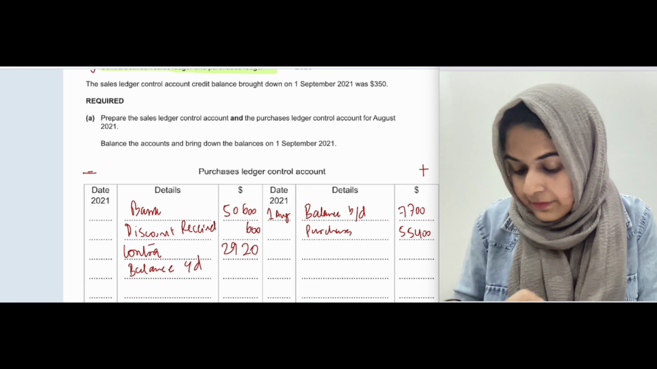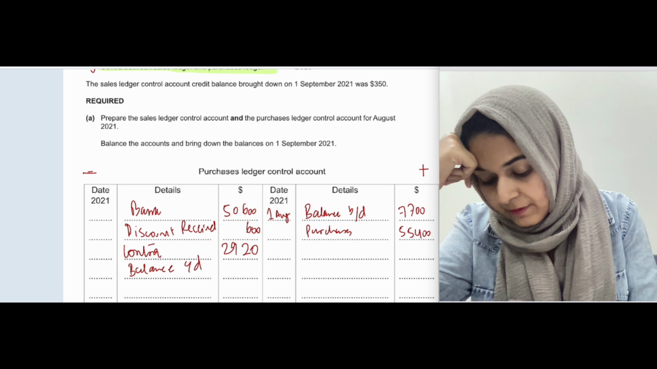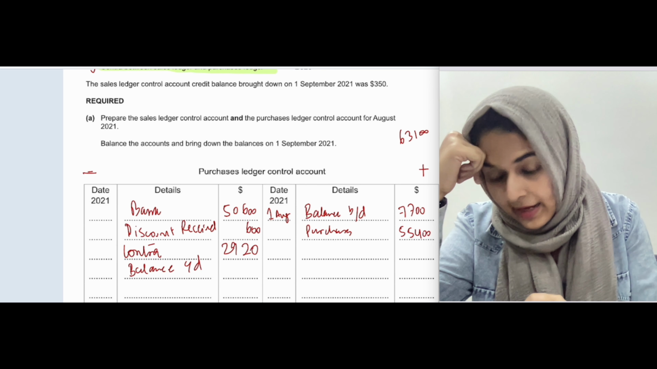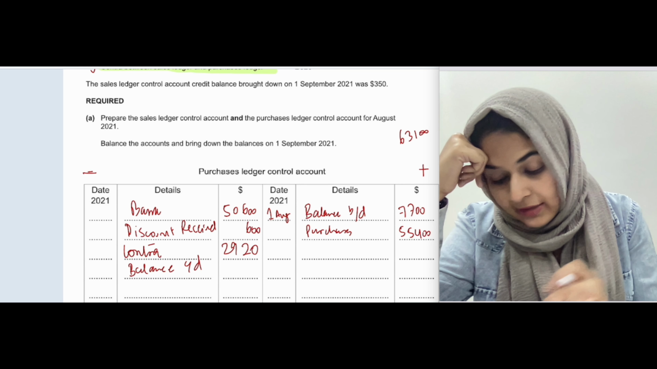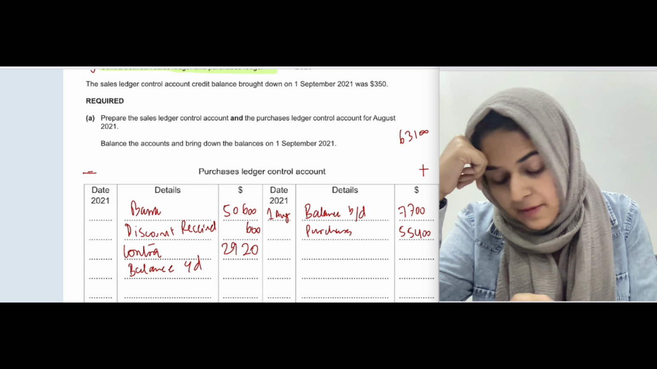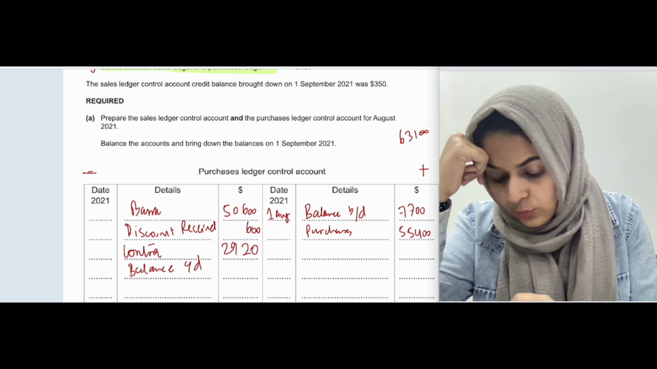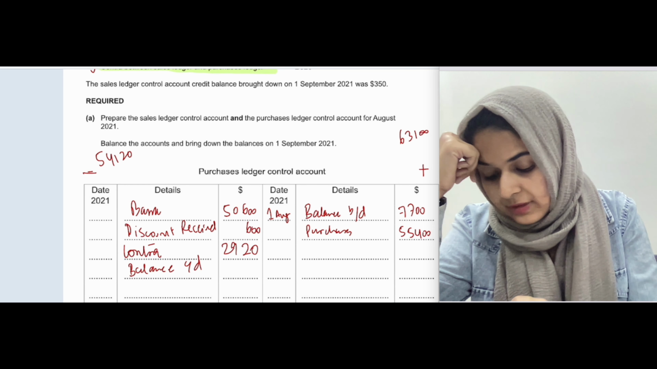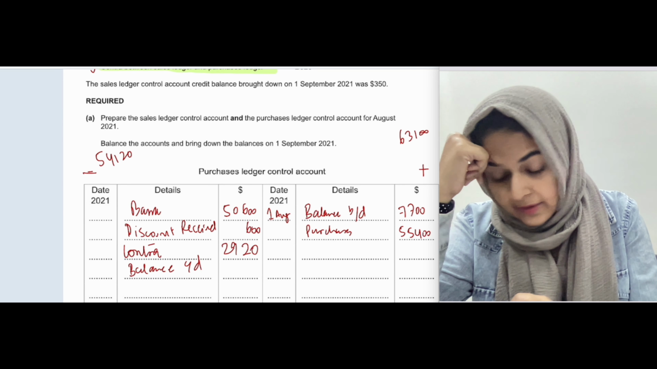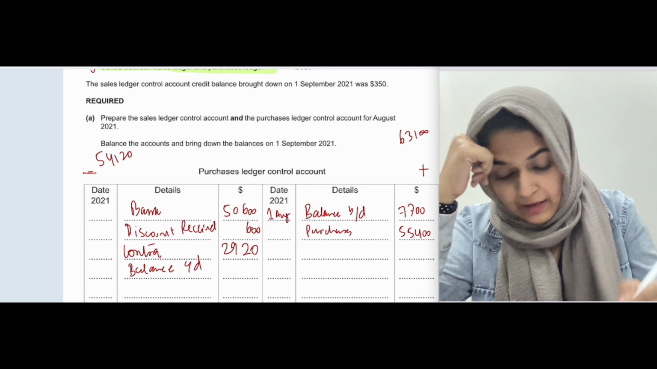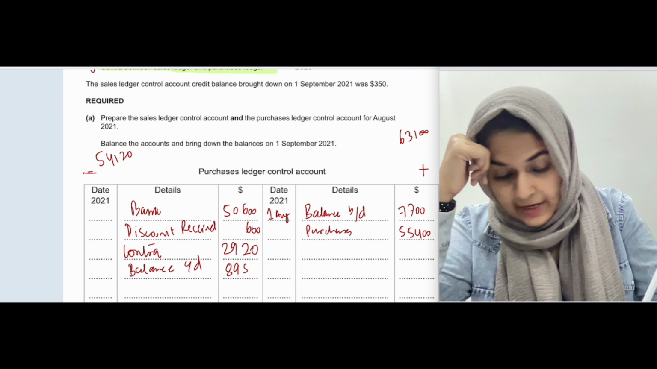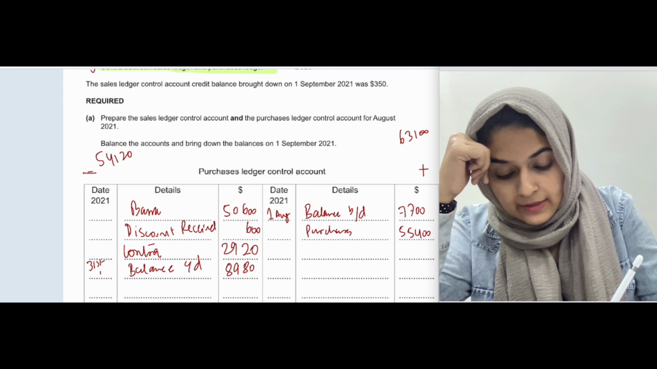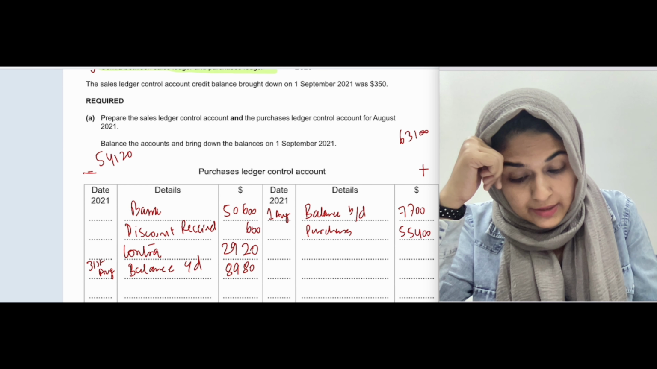So we'll do 7,700 plus 55,400, that is 63,100 is the credit side, and then we subtract the debit side from it. So 50,600 plus 600 plus 2920 gives me 54,120, and then I do 63,100 minus 54,120, and my answer here is 8,980. So that is the balance carried down, and balance carried down is always on the last date of the month, so 31st August, and that's it.